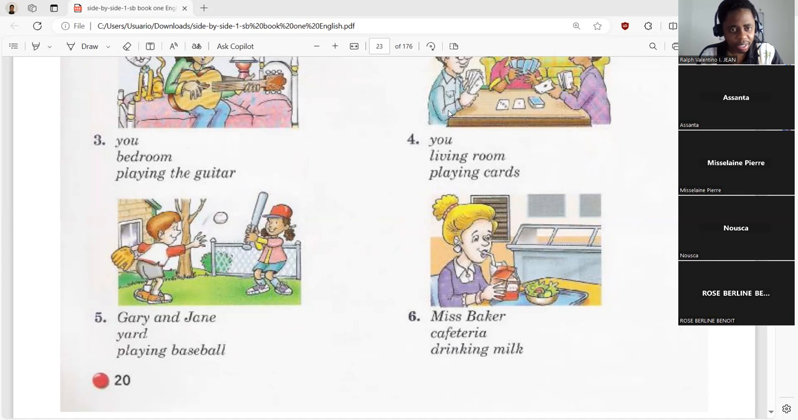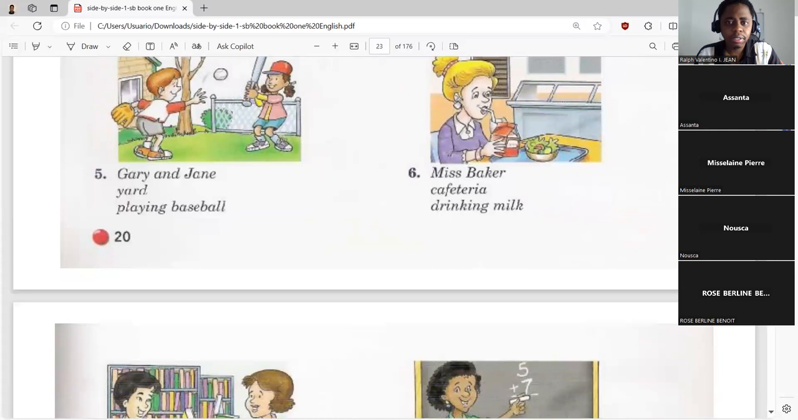Where are you? Gary and Jane. Where are Gary and Jane? Très bien. They are playing basketball. Pardon? Playing. They are playing baseball. I'm sorry. Baseball. Okay.